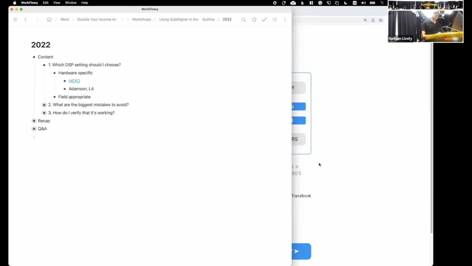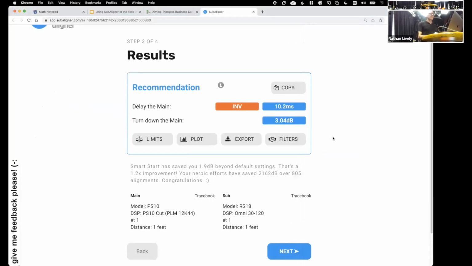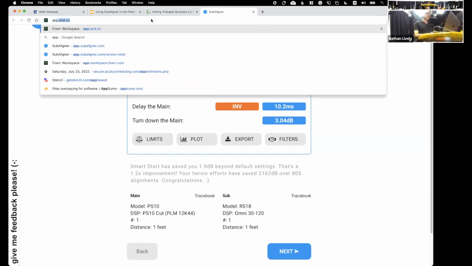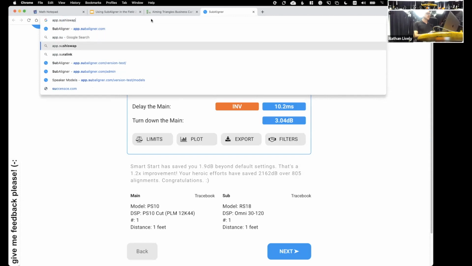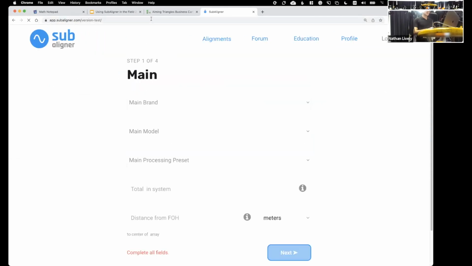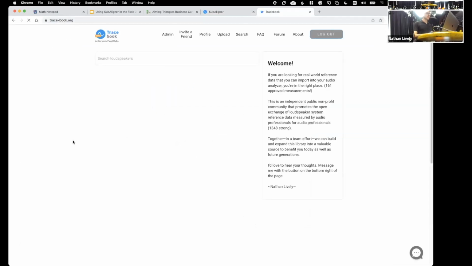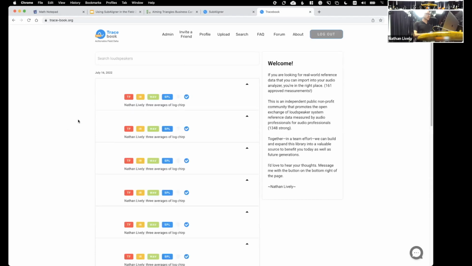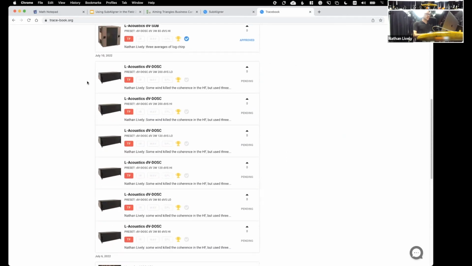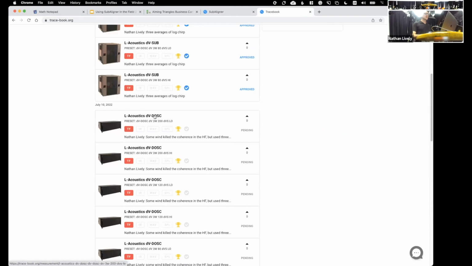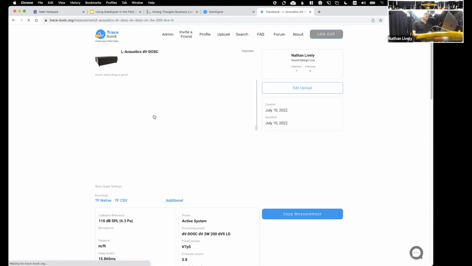And so I just uploaded some, let me go there. That's SubAligner. So I just uploaded some DV-DOS. Let me show you what I'm talking about. So I uploaded these to Tracebook recently. I'm not sure if they're going to get approved because there's no way to compare them. But here we've got the DV sub and the DV-DOS.